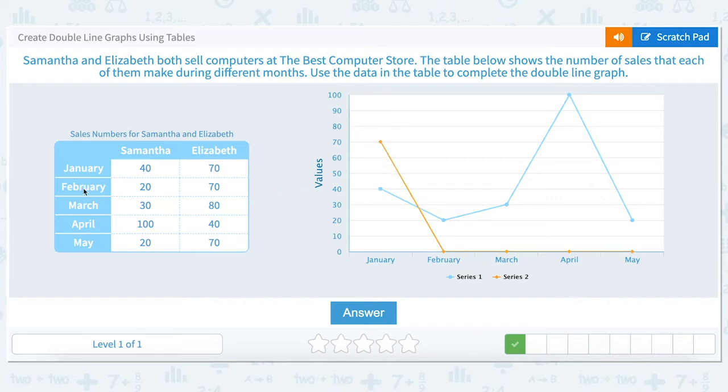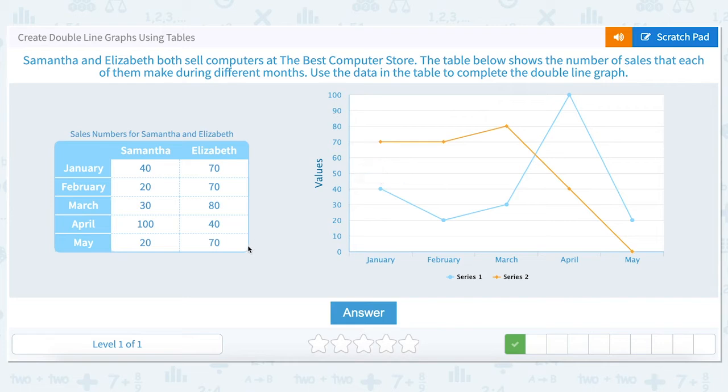Let's look at February. For February, Elizabeth also sold 70 computers. Let's go to February on the x-axis and travel up until we reach 70 on the y-axis and plot another point. Now for March, Elizabeth sold 80 computers. Let's go to March on the x-axis and travel up to 80 and plot a point. For April, Elizabeth sold 40 computers. Let's go to April on the x-axis, travel up until we reach 40 on the y-axis.